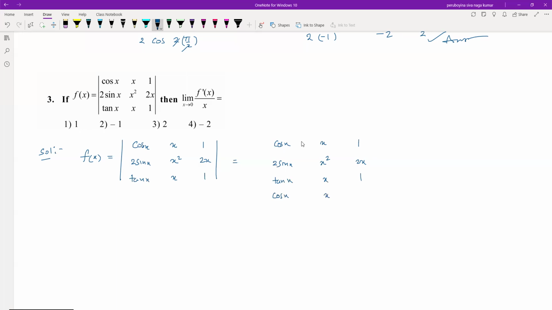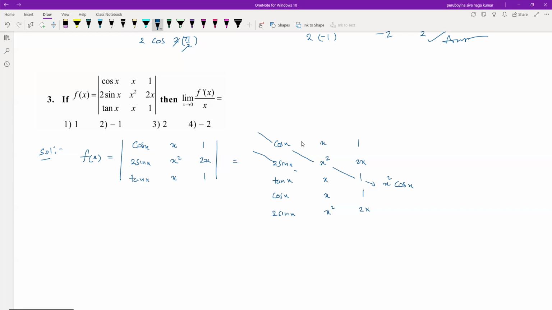Cos x, x, 1, 2 sin x, x square, 2x. And make arrows from the corner. Be careful while you are assigning with the elements. Multiply all the numbers that this arrow contains. So 1 into x square, x square into cos x, x square cos x.